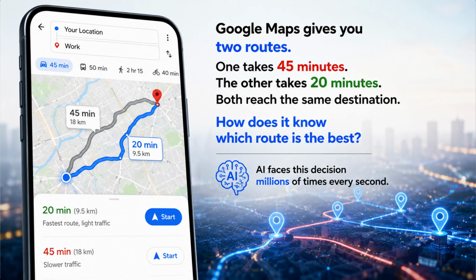Google Maps gives you two routes. One takes 45 minutes, the other takes 20 minutes. Both reach the same destination. How does it know which route is the best? AI faces this decision millions of times every second.